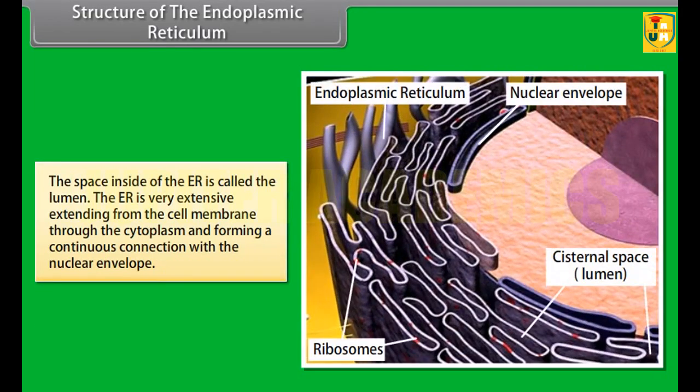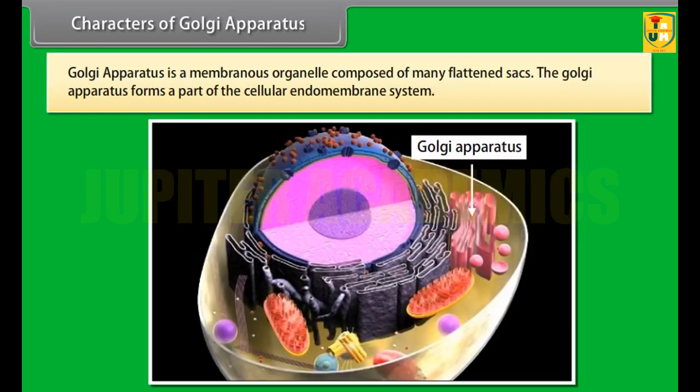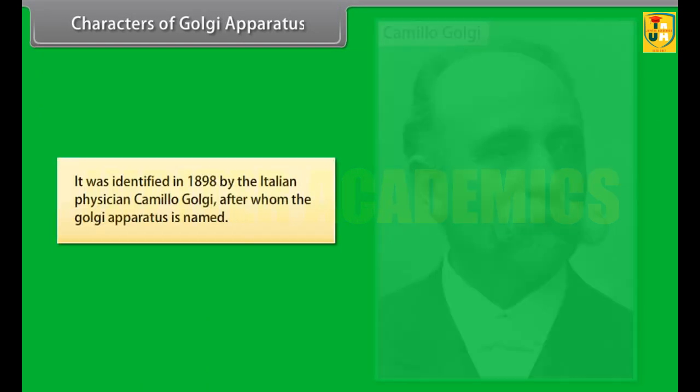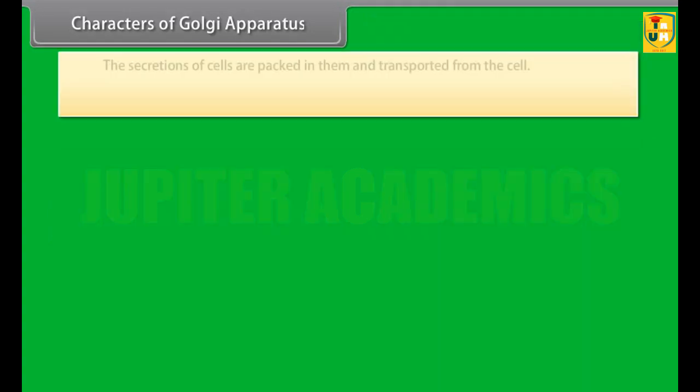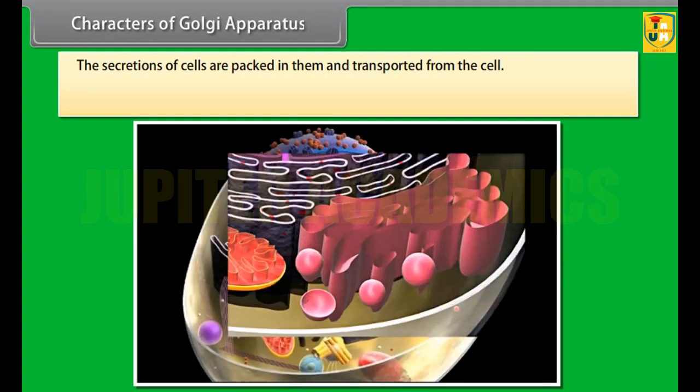The space inside of the ER is called the lumen. The ER is very extensive, extending from the cell membrane through the cytoplasm and forming a continuous connection with the nuclear envelope. Characters of Golgi apparatus. Golgi apparatus is a membranous organelle composed of many flattened sacs. The Golgi apparatus forms a part of the cellular endomembrane system. It was identified in 1898 by the Italian physician Camillo Golgi, after whom the Golgi apparatus is named. The secretions of cells are packed in them and transported from the cell.